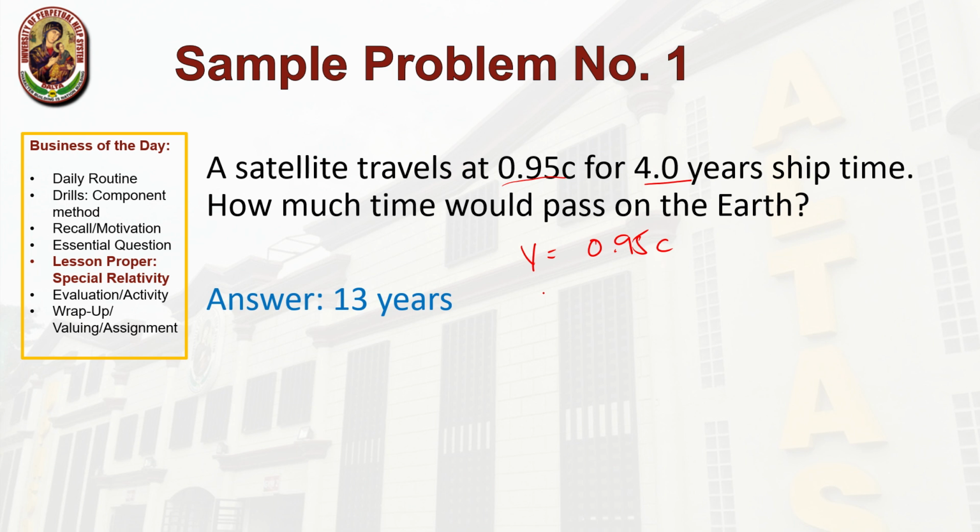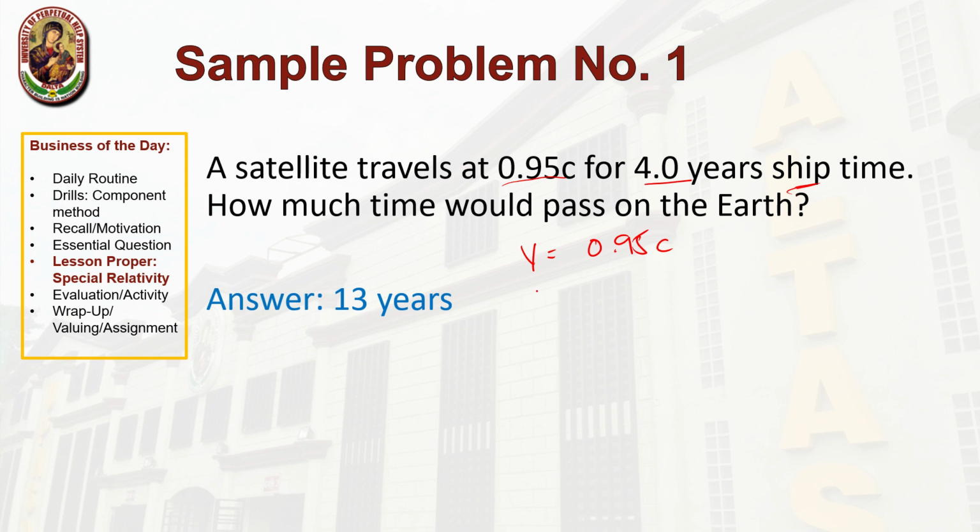And this 4.0 years ship time, oras yan, 'di ba? 4.0 years, oras yan. So, kaninong oras ba yan? That is the time recorded, ship time kasi. So, ibig sabihin sa loob ng spaceship. Okay? Sa loob nung ship na, considered natin yung satellite na yon, 'di ba, as the moving reference frame. So, yung recorded na oras doon sa satellite na yan is 4.0 years.